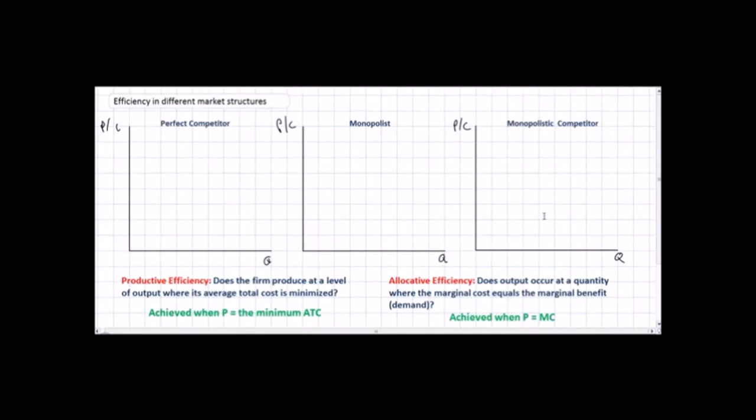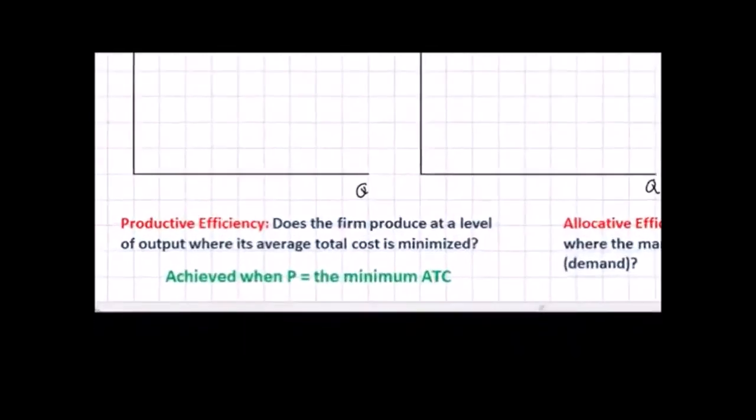So before we get into our discussion about whether or not firms in these different industries are efficient, we must first define what is meant by efficiency. So there are actually two types of efficiency that can be determined in economics. The first type is known as productive efficiency.